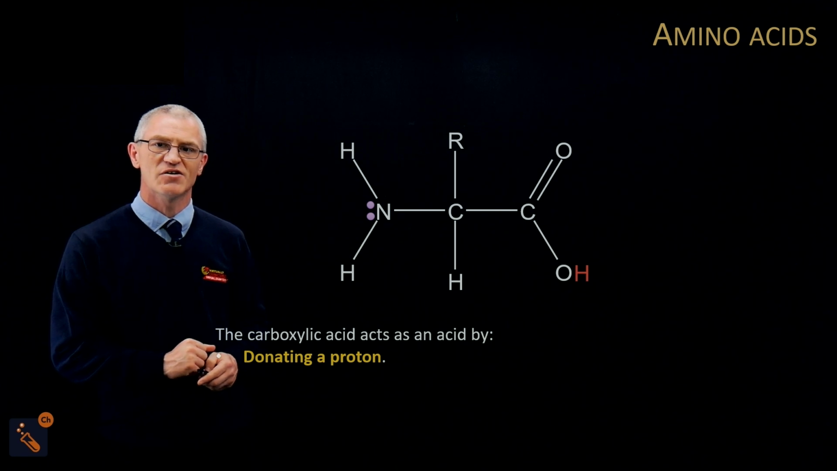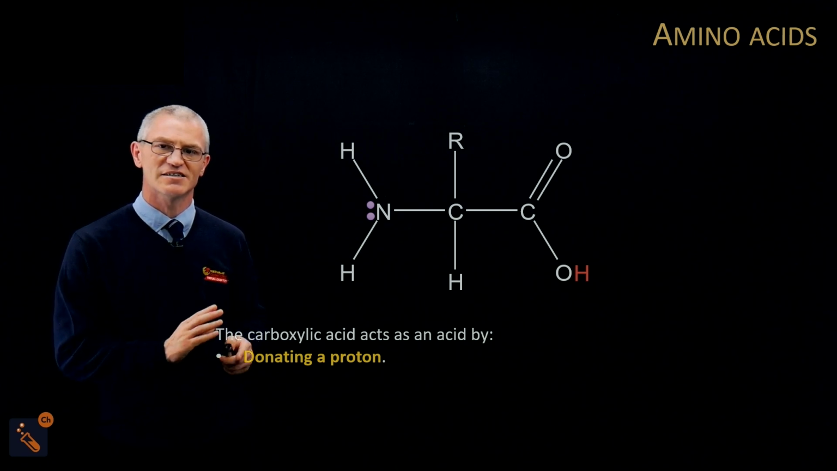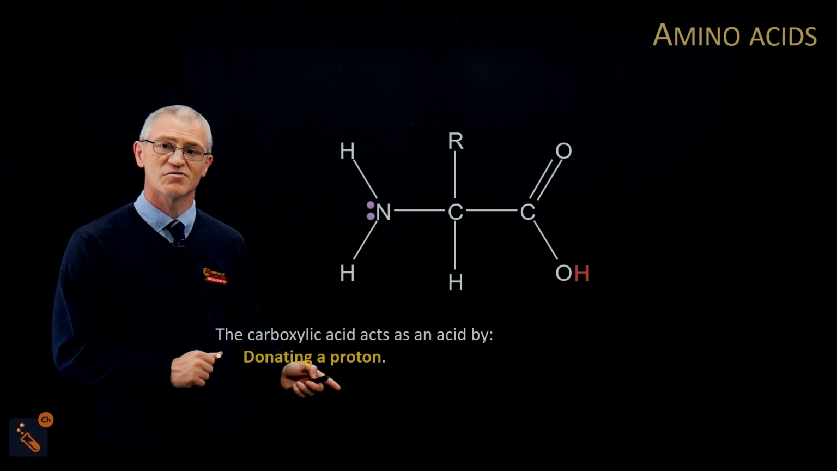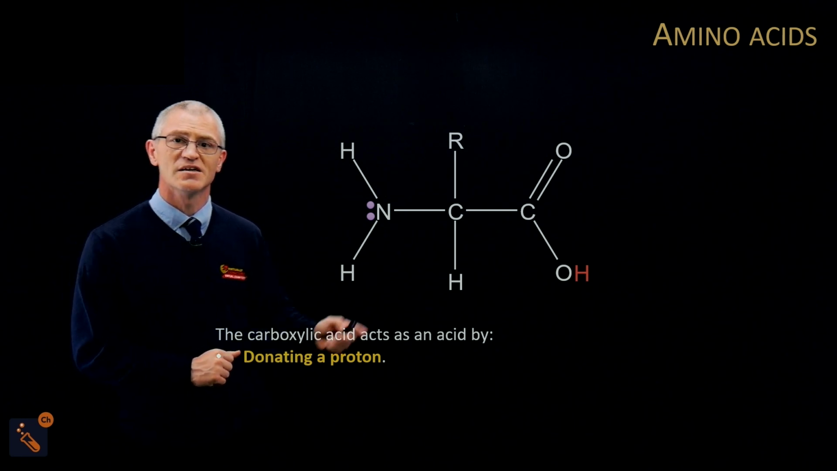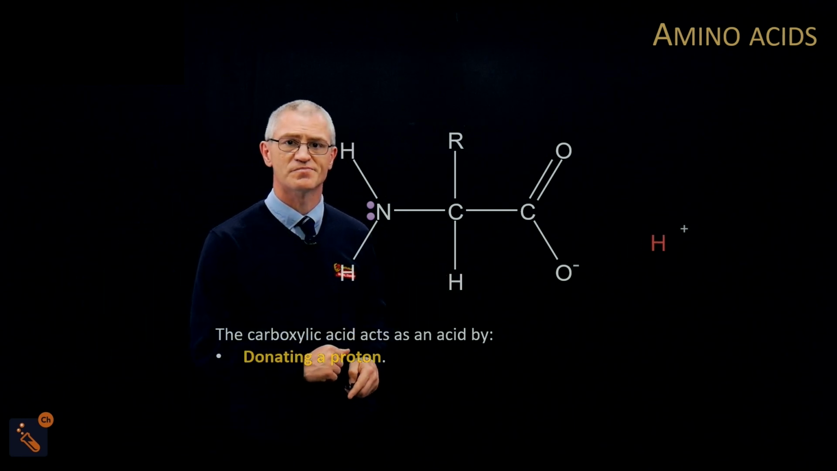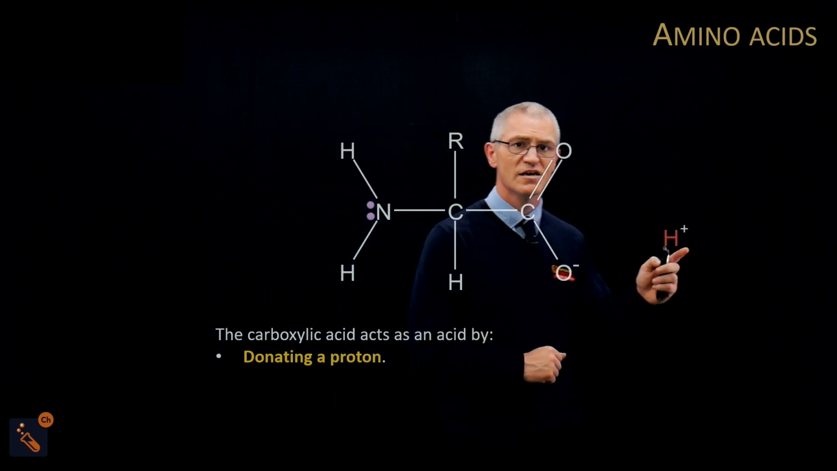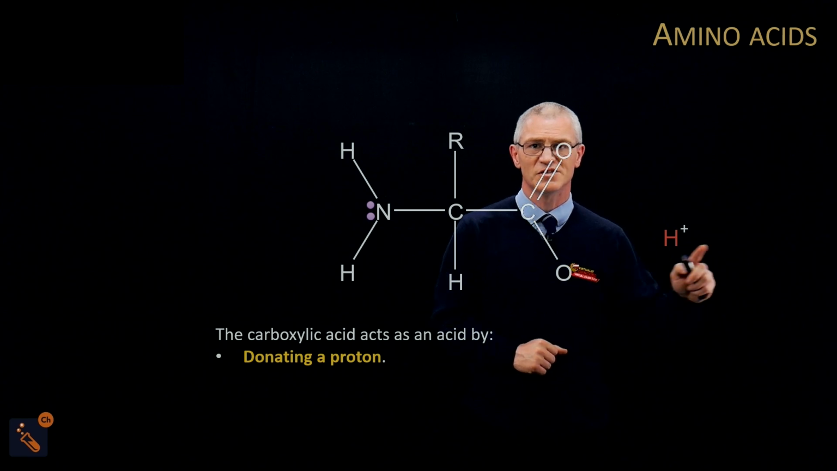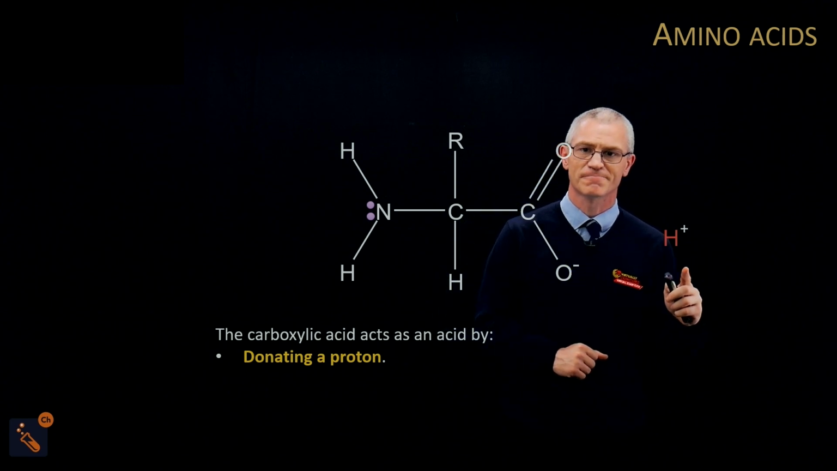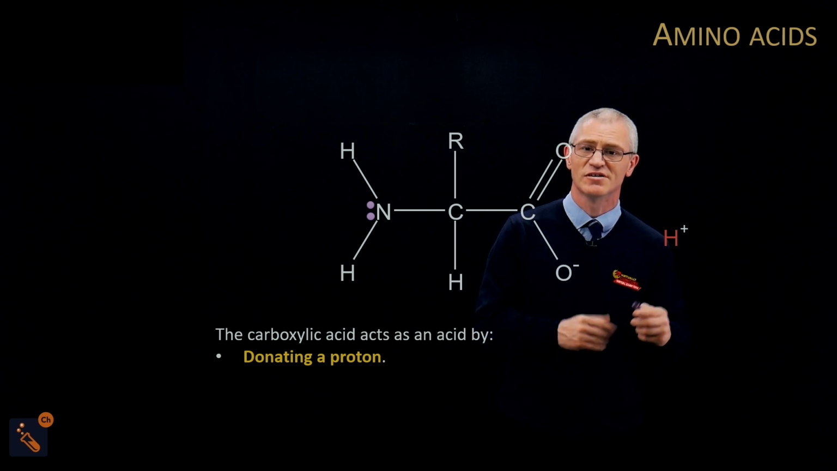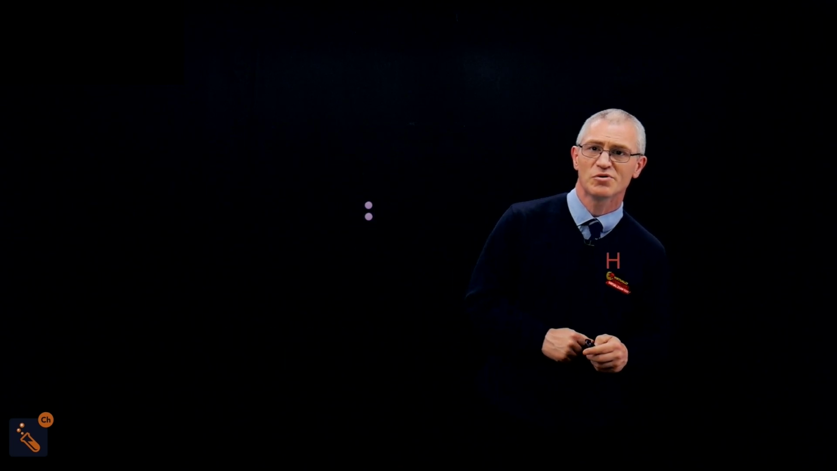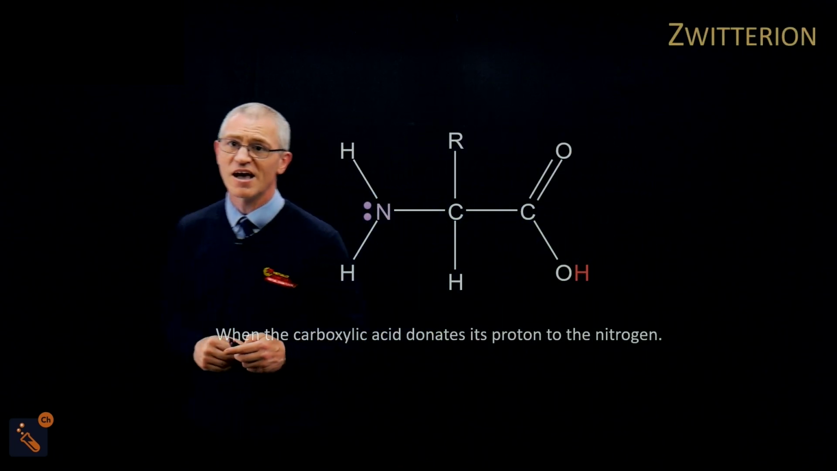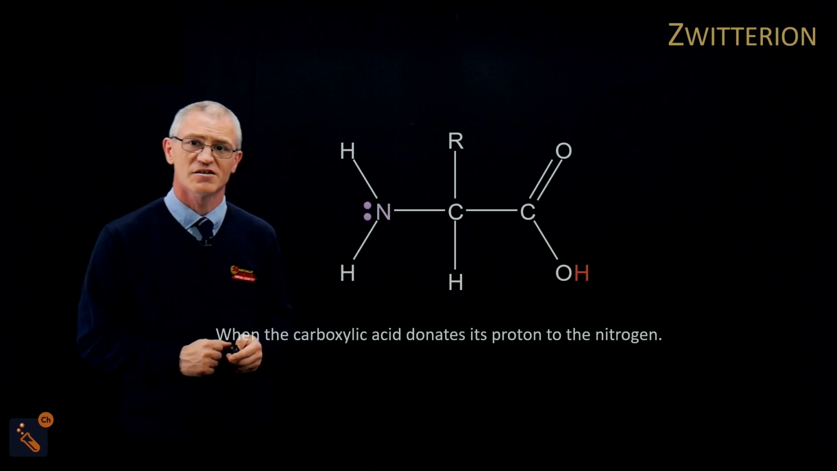So let's have a look now at the carboxylic acid acting as an acid, and it does that through donating a proton. So let's put our proton up. There is our proton. And our proton has left and been donated, separated from the carboxylic acid. Because it's donated that proton, it acts like an acid. Now, if we put that back on again, and we show you our alpha amino acid.